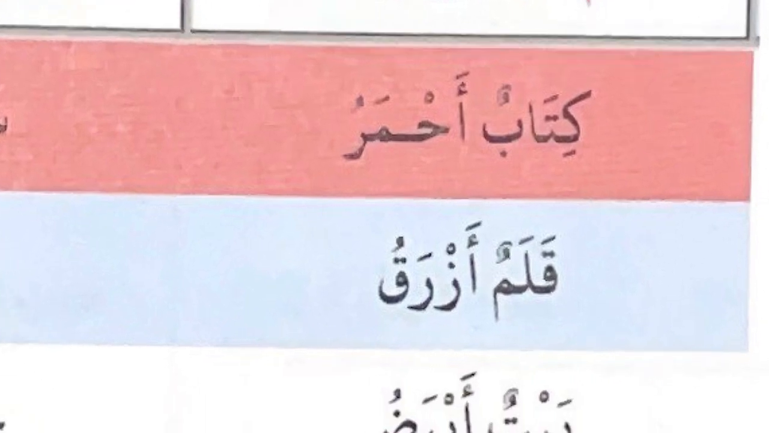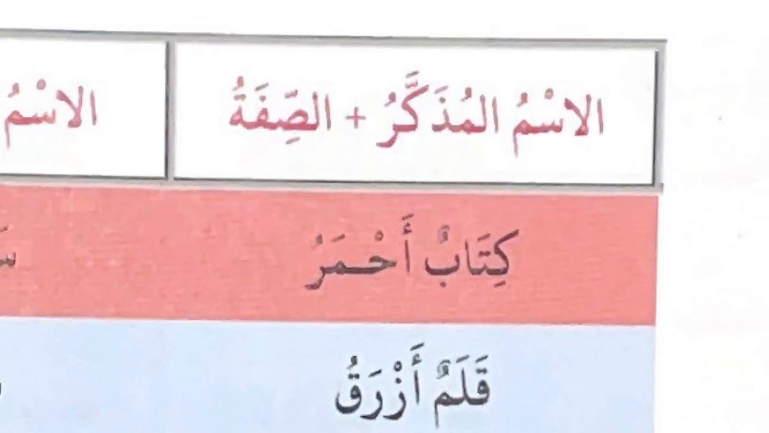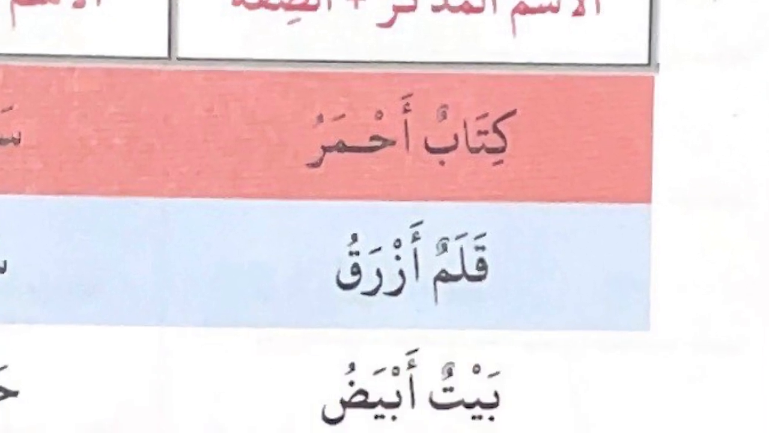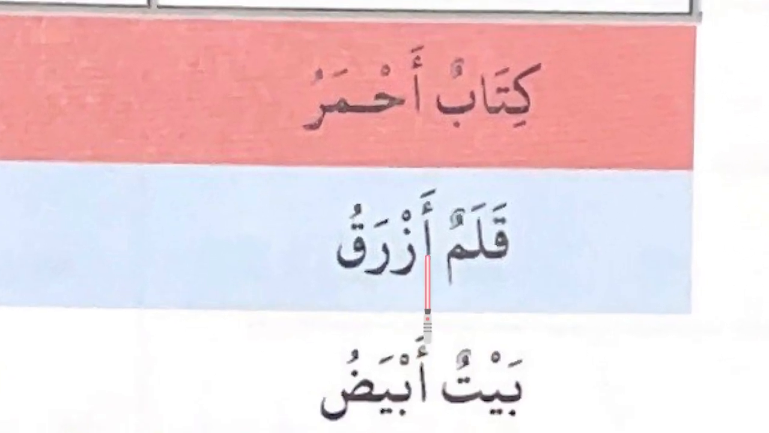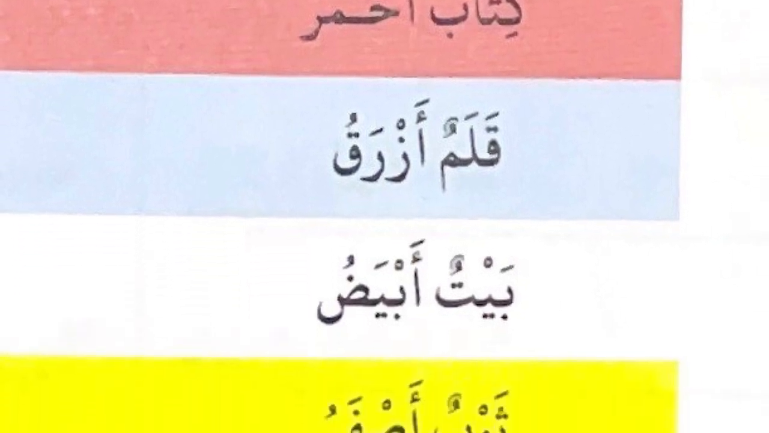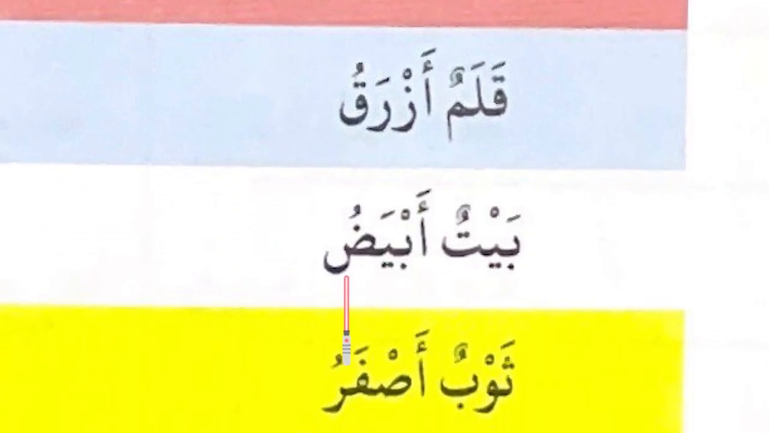Okay, next we go to the next color. I'm talking about the mudzakkar version of the color first. The second color is blue. Blue is azraq. The example here, qalamun azraq, a blue pen. The next color is abyad, white color. The example here is baytun abyad, a white house.